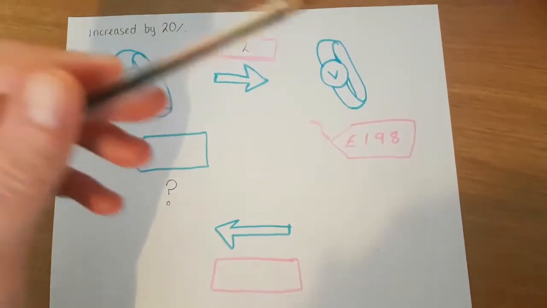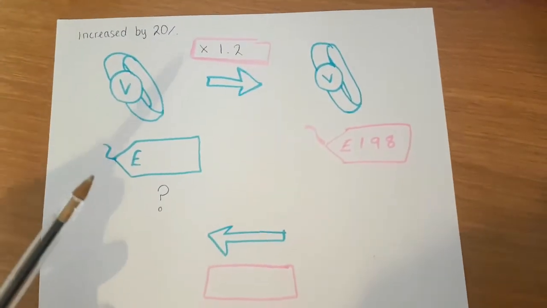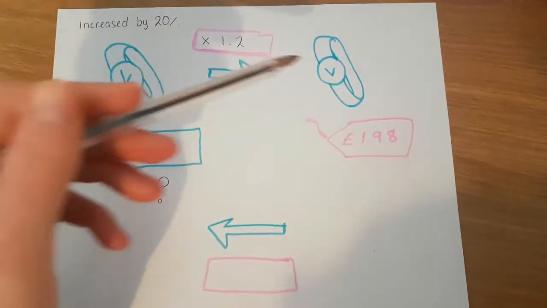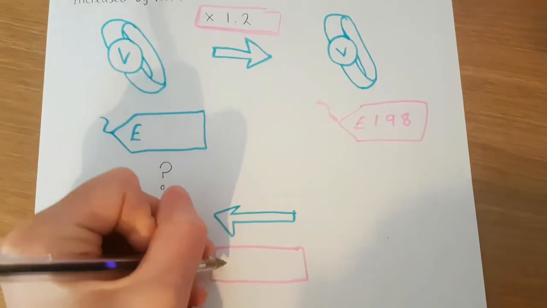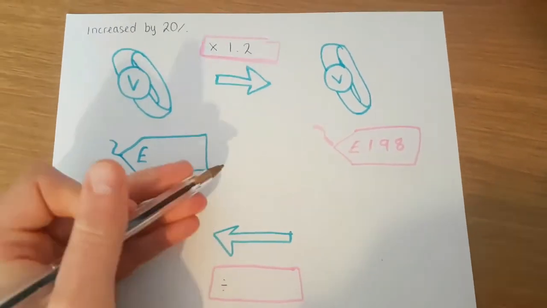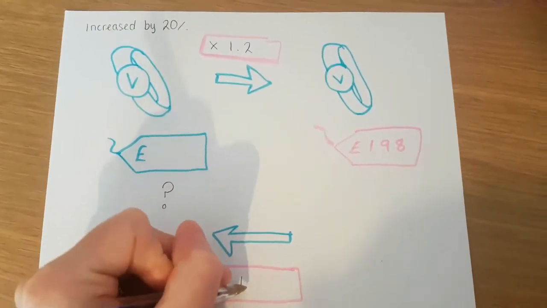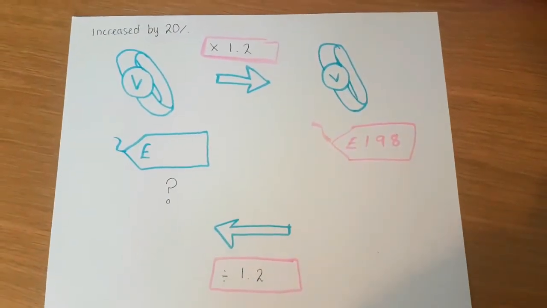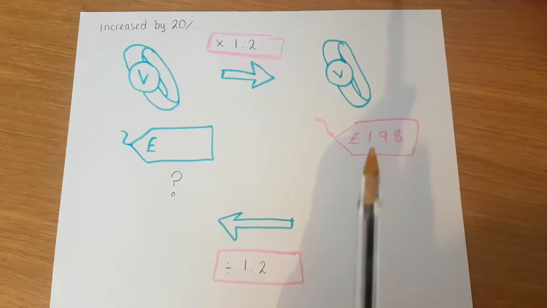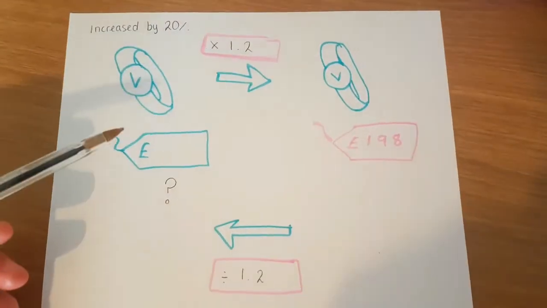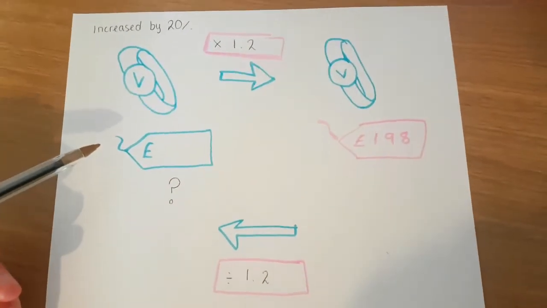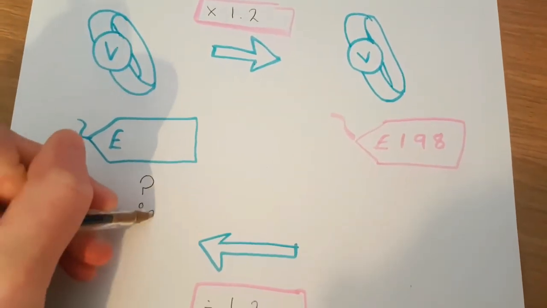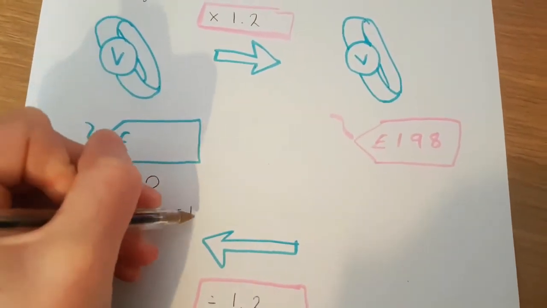Now, if we want to go backwards and find what the original price was, we have to do the inverse operation of that. So instead of multiplying this way, to go backwards, I have to divide by exactly the same number. So I'm dividing by my percentage multiplier, which in this case is 1.2. Now, if I divide 198 by 1.2, I should get my original price. So 198 divided by 1.2 is equal to 165.